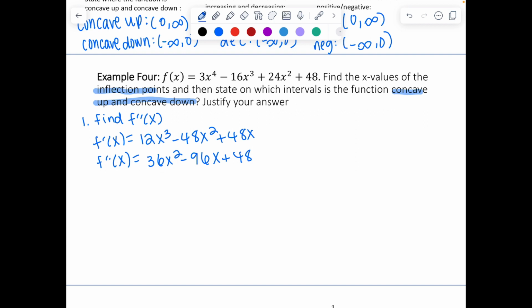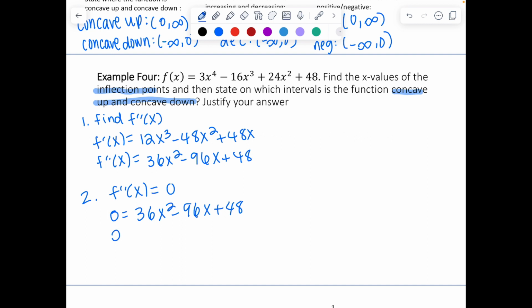And then to find the inflection points, what we just talked about earlier in the notes is that inflection points happen when concavity switches from up to down, and concavity shows up on the second derivative. Concave up shows up as being positive. Concave down shows up as being negative. And so for those to switch, you would have to go through the x-axis. And so just like we were doing with critical points, you're going to set it equal to 0. So you're going to set f double prime equal to 0. So I'm going to do 0 equals 36x squared minus 96x plus 48, and then I will factor.